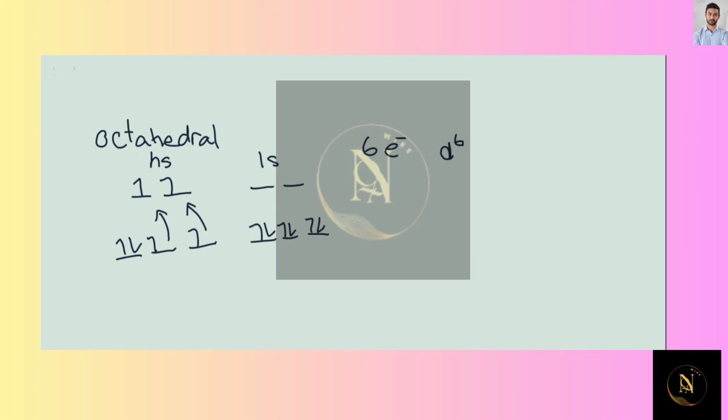So a few examples that we could have for metal ions that could have a d6 electron configuration could be manganese 1+, iron 2+, ruthenium 2+, as well as cobalt 3+, to name a few.